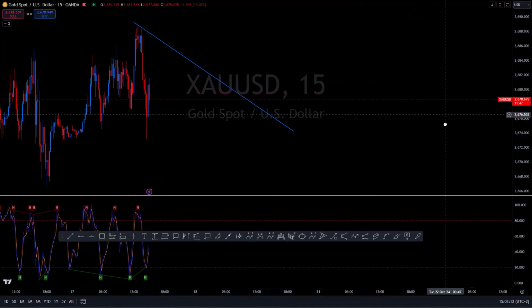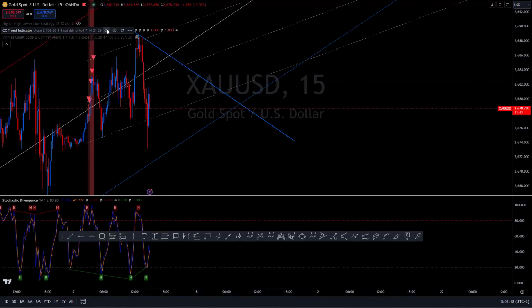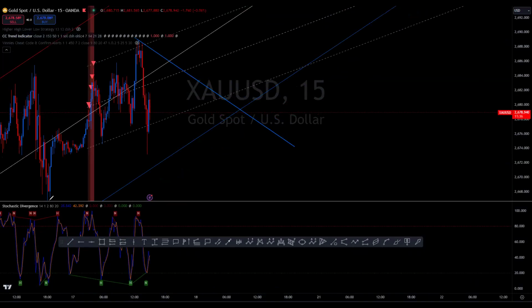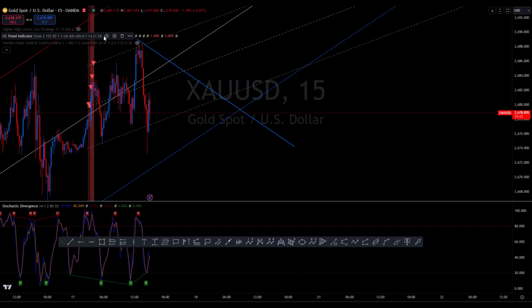Let's confirm it with our CC trend indicator now. So the gray lines are still pointing upward, which is understandable because price was clearly going bullish all the way up until this point. So that's why the gray lines here are pointing upward, but currently price is bearish, and that's what we really want to look for in this case. But now let's turn off the CC trend indicator.